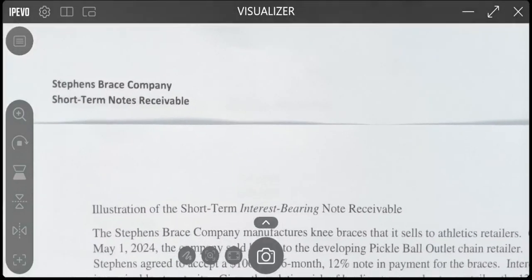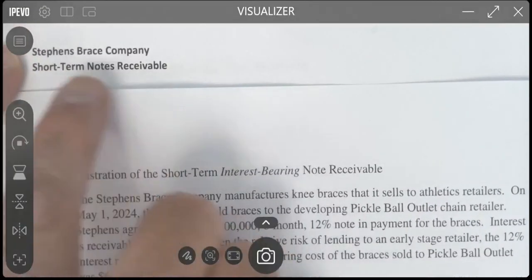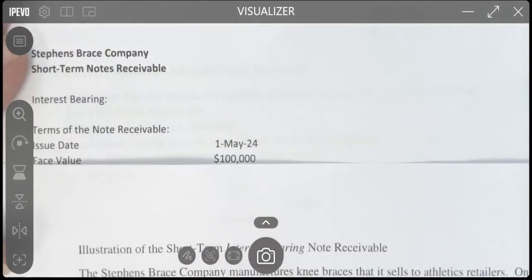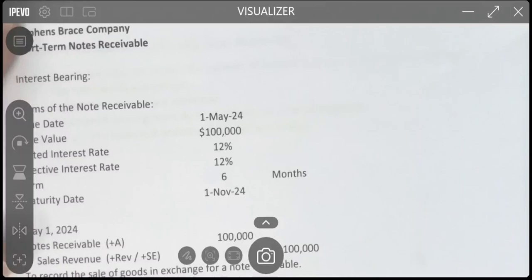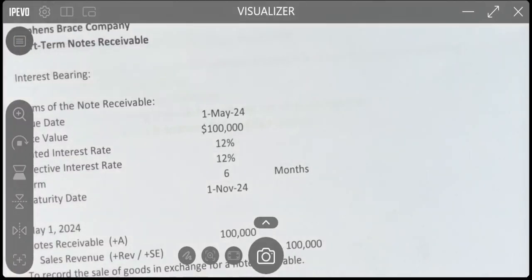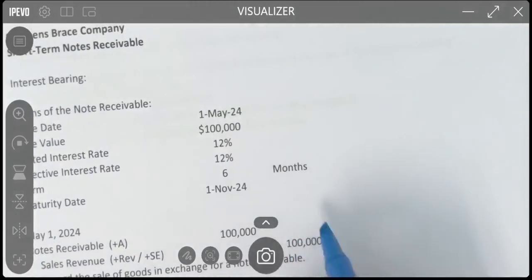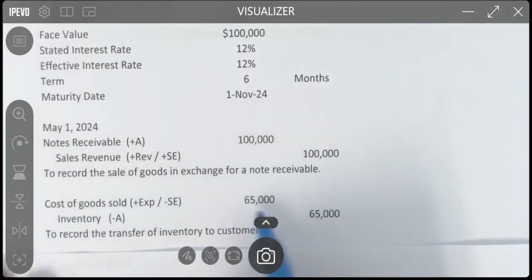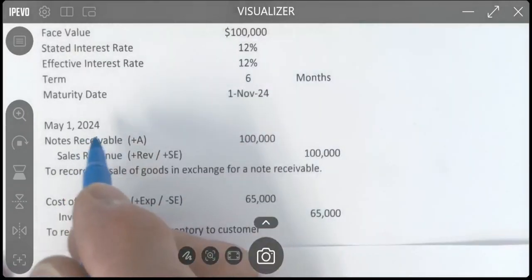All right, welcome back. So here's what we got. As always, I headlined it: Stevens Brace Company, short-term notes receivable. That's the topic here. And here are the facts, along with the entry you certainly know about. The key here is that we have a sale for $100,000, and then transfer of inventory that cost the company $65,000. So they made $35,000 on the sale.